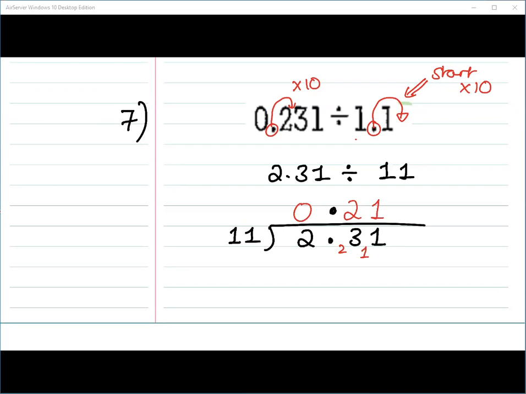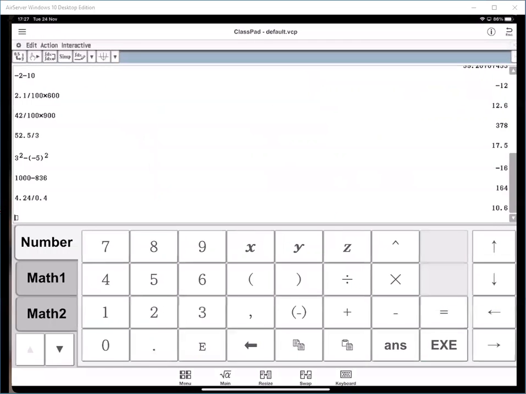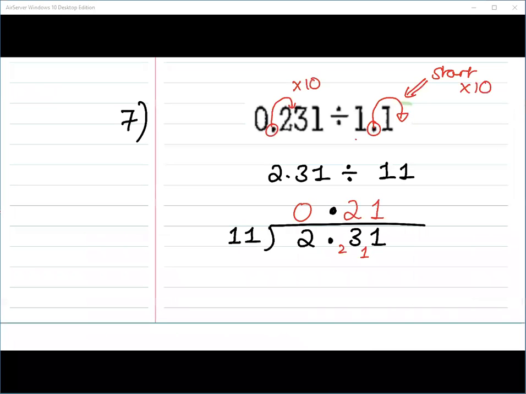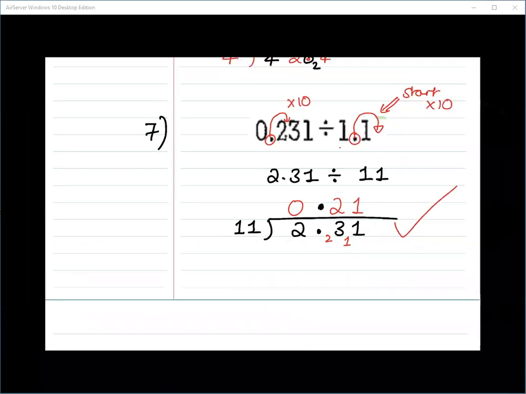Now let's quickly check that original number in the calculator. So I want you to read it. So it's 0.231, and we divide it by what? 1.1. And what's the answer? It's 0.21. Is that right? Yeah. Fantastic. Okay, let's do one more question.